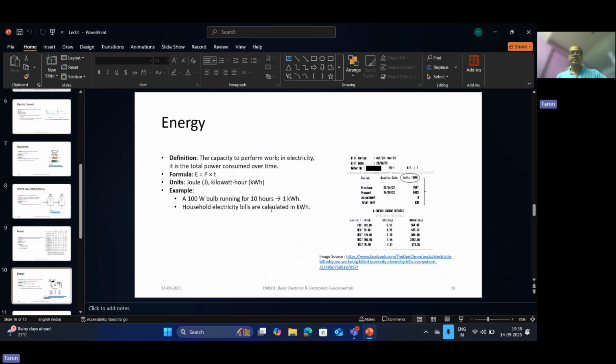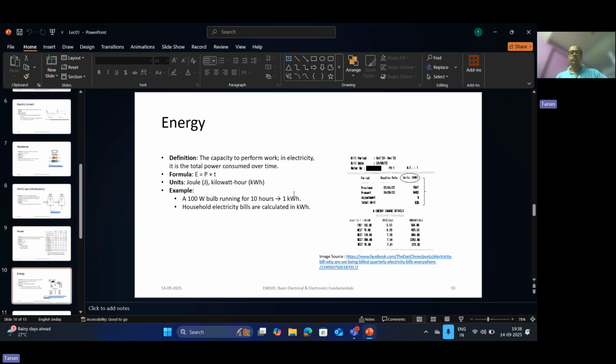Household electricity bills are calculated in kilowatt hour. It means 1000 watt per hour. A 100-watt bulb running for 10 hours consumes 1 kilowatt hour.